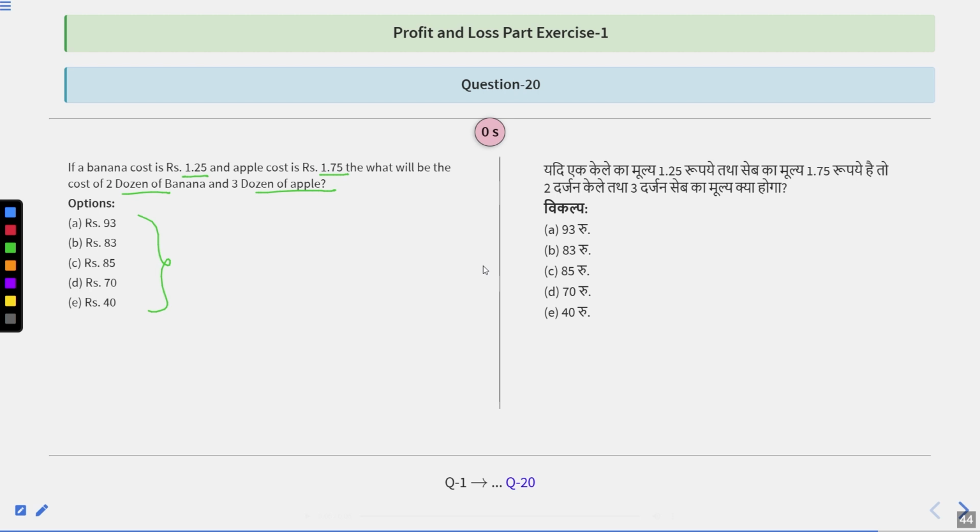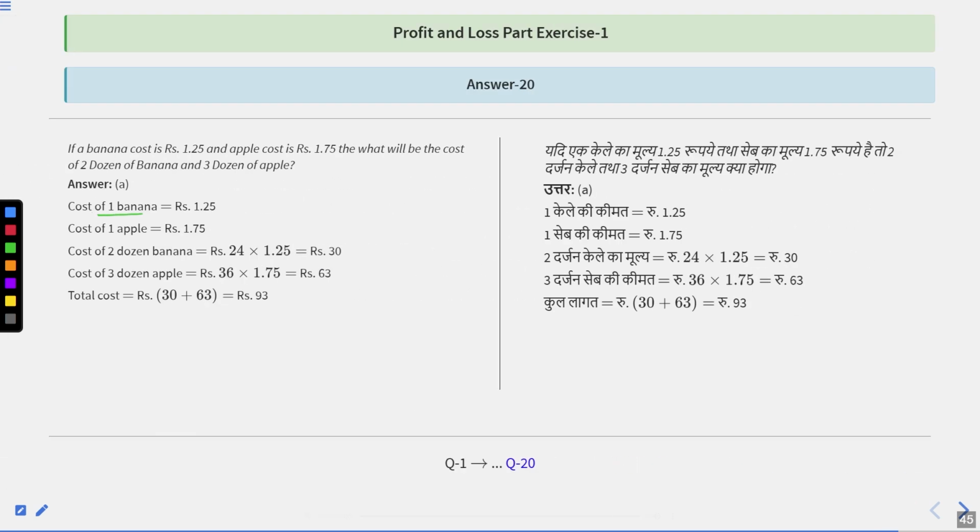Now time's up. Let's see the solution. According to the question, cost price of one banana is 1.25 rupees. Cost price of one apple is 1.75 rupees. So what will be the cost price of 2 dozen bananas? In a dozen, there are 12 bananas. So 2 dozen, 24 bananas multiplying by 1.25, which becomes 30.